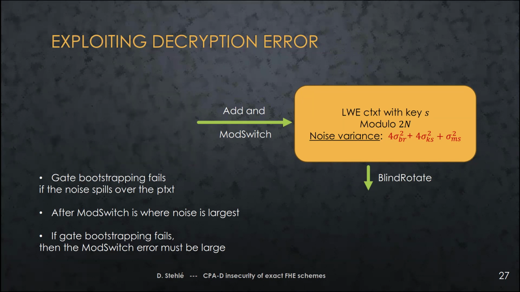So if gate bootstrap fails, it gives a strong indication that the mod switch error was too large. So maybe sigma BR or sigma KS are too large, but overall, the sum of the three is too large, and maybe it was just due to the mod switch additional error.